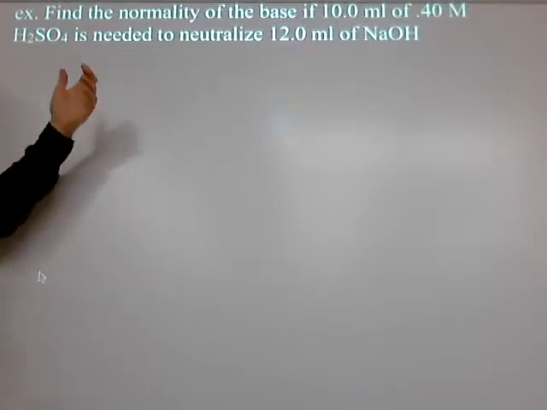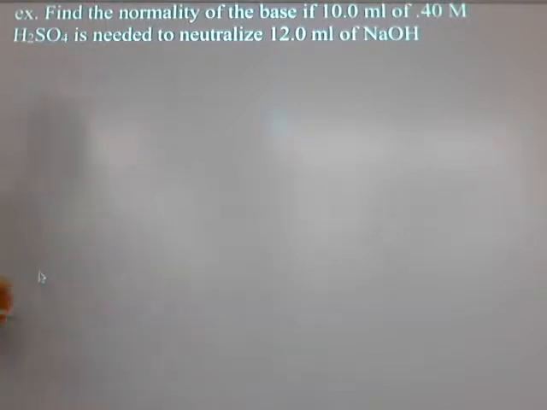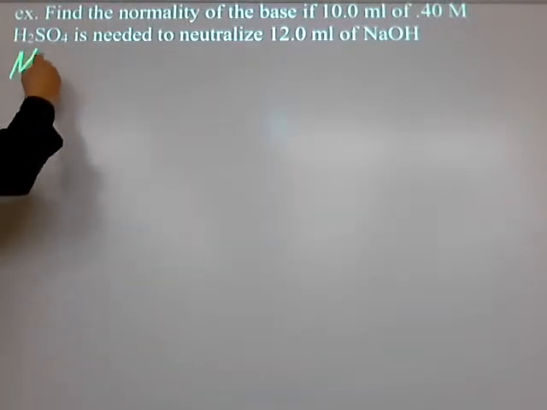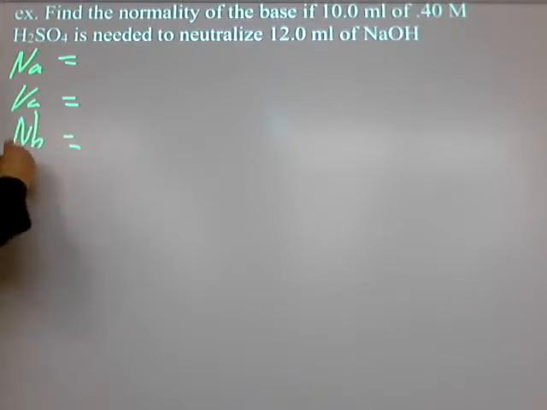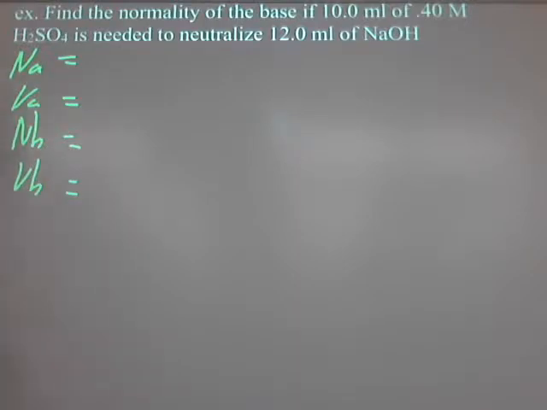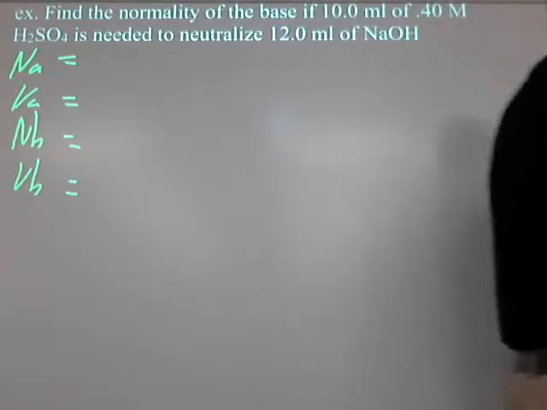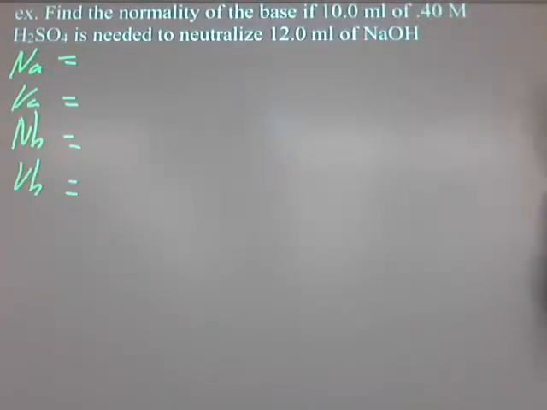Whenever I have any length of a formula or an equation, I want to do this so I don't get confused. What's Na? What's Va? What's Nb? What's Vb? I want to make sure I read the question and pick that out, because I did have problems in the other class finding the right ones in this one and the next one.